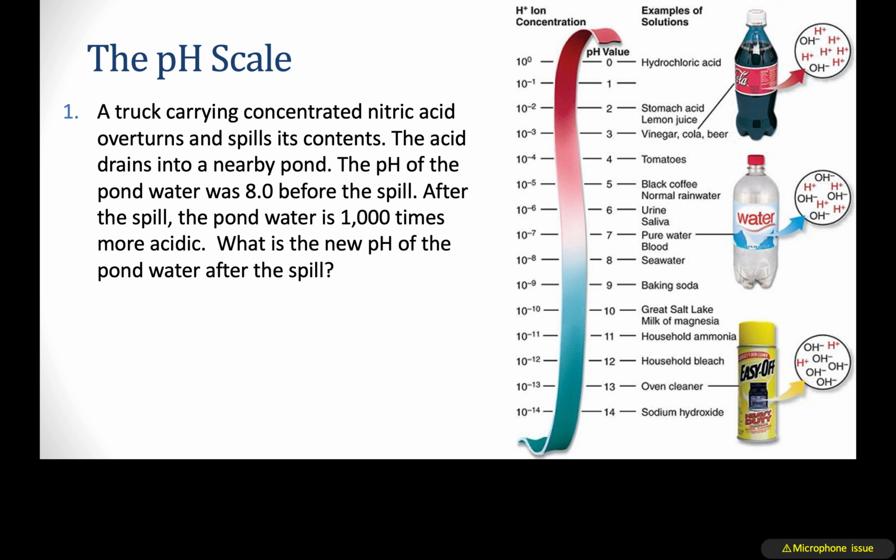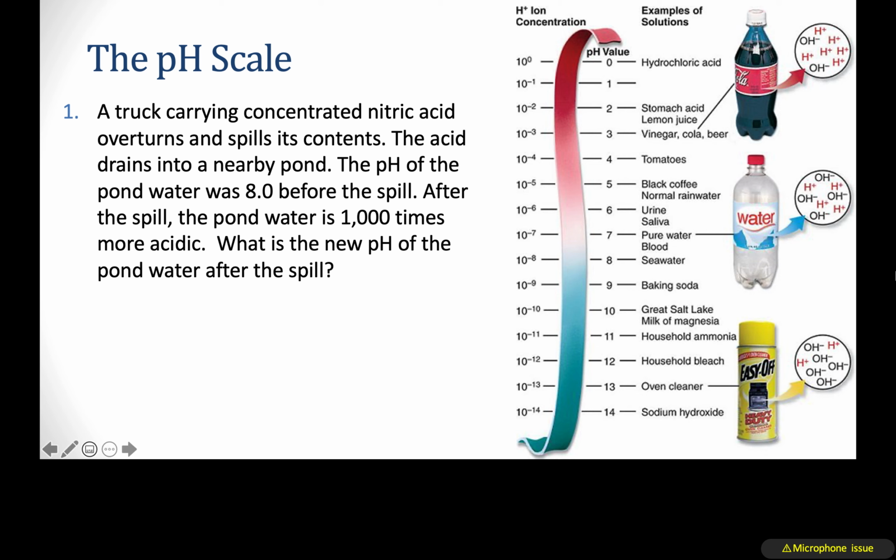So let's do a couple of example problems here that you might be asked. A truck carrying concentrated nitric acid overturns and spills its contents. The acid drains into a nearby pond. The pH of the pond water was 8 before the spill. So originally it was 8. And then after the spill, the pond water becomes 1,000 times more acidic. What is the new pH of the pond water after the spill? Okay, feel free to pause the video and try it yourself.